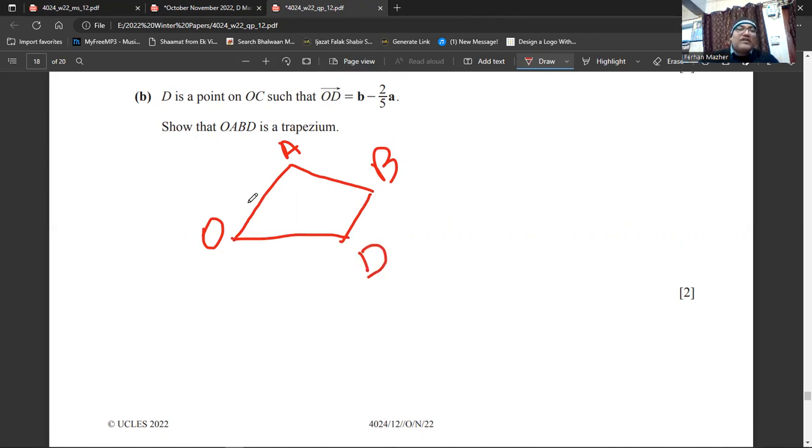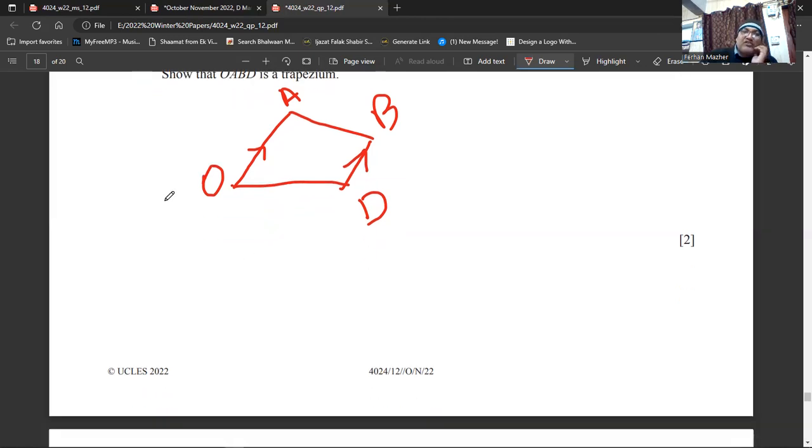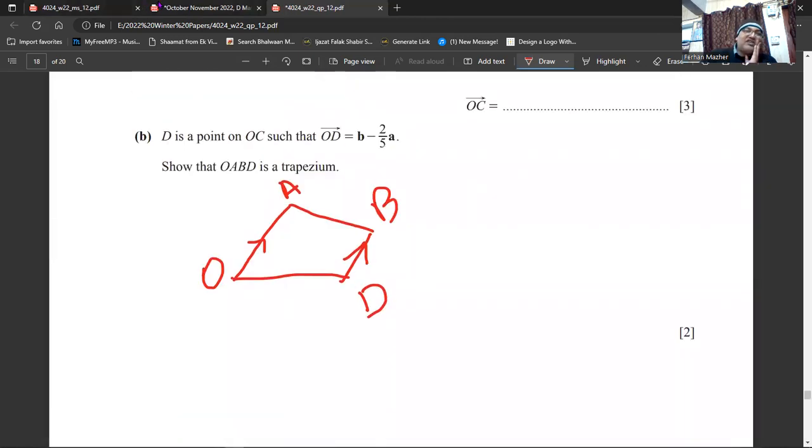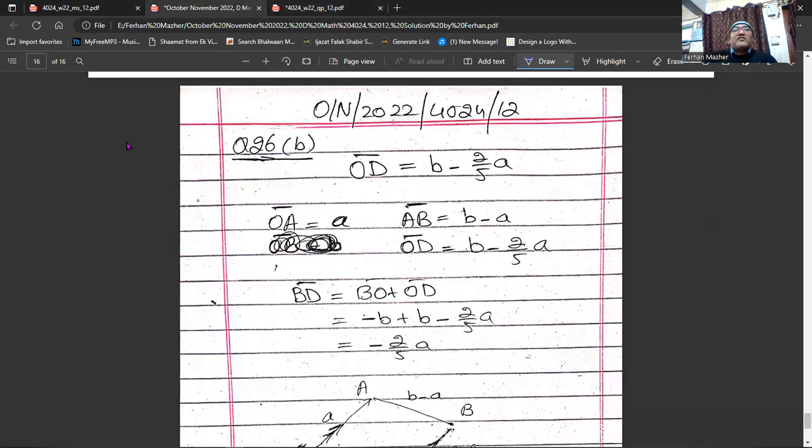Okay. So what will happen? You have to show that they are trapezium. I have already done this question. That's why I know this is the shape. When you prove that something is trapezium, two of its opposite sides should be parallel to each other, and two should be non-parallel. Okay. So here OA and DB will be parallel to each other. Okay. So we have to prove that. So let me show you how this is done.